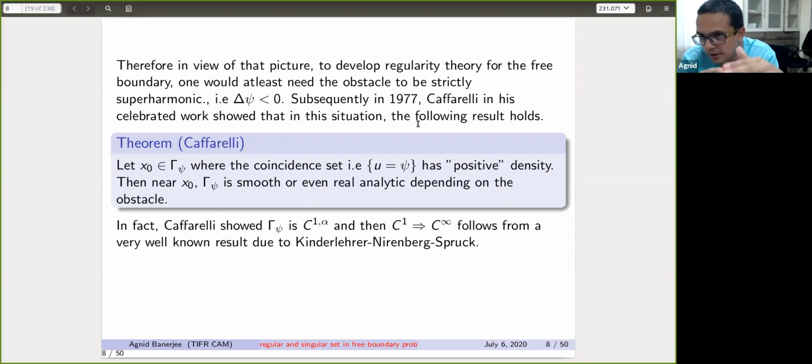So you have a coincidence set, and then you have the boundary of such a set where the solution leaves the obstacle. So you want to understand that interface. What is the regularity of that interface, of the smoothness over there?